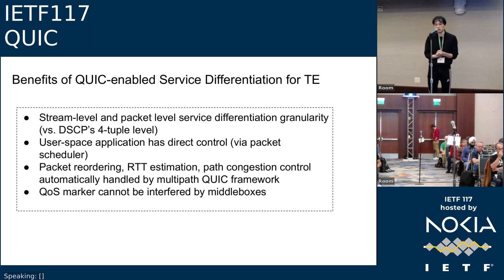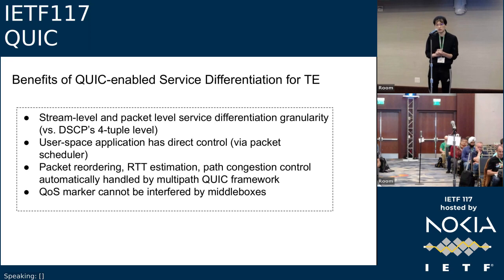There are a number of benefits of this proposal, we think. The first one is it allows you to achieve stream-level and packet-level service differentiation at a very fine granularity, whereas with traditional DSCP, you can only control your queues at a 4-tuple or connection level. The second thing is that your user space application has direct control. In this way, your backbone network service differentiation capability is directly exposed to the application, and the application can assign priority to packets using a multipath scheduler. So it is quite flexible for the application to use this feature.